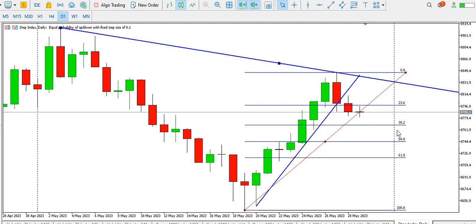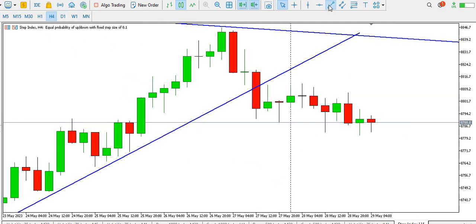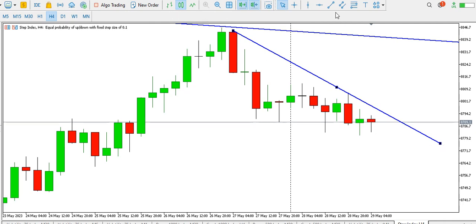Let's take a look at what we have on the 4-hour time frame for Step Index. For Step Index, we have price dropping. Price is currently dropping on the 4-hour time frame. We have this descending trend line that is currently being respected by price. We had a test here, and price has been dropping, though price is more like in a range, where this is the range bottom, more like a triangle.